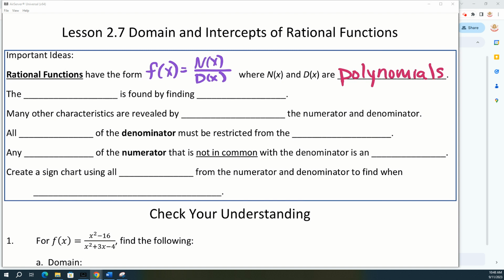Okay, so the y-intercept is found the same way you always find the y-intercept, and that's by plugging 0 in for x, so by finding f of 0.